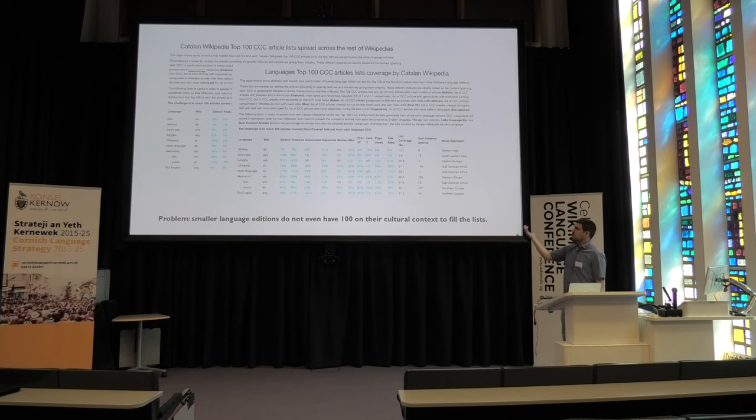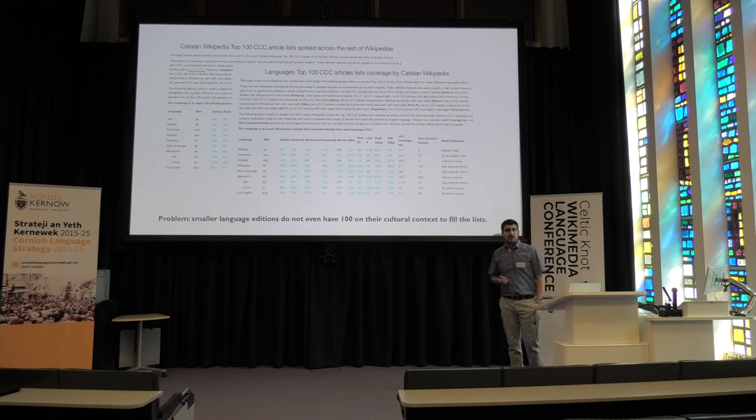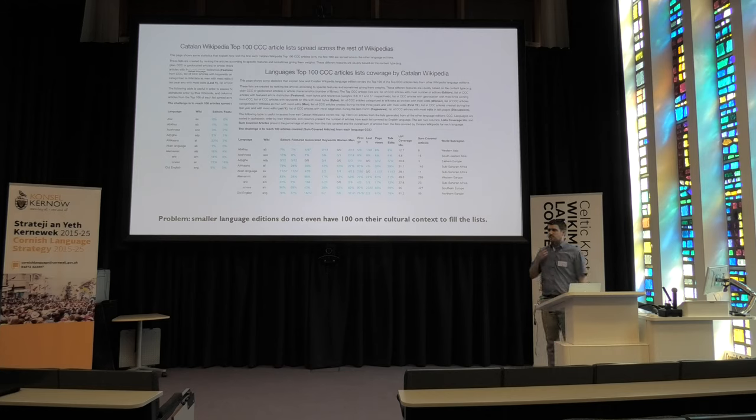By looking at these two simple panels, what I saw is that most of the languages do not even get to create 100 articles for each list. And this is something that is really bad. Because if we don't have 100 articles about men, 100 articles about geolocated articles, about our context, we have an urgent need to explain our context with our own perspective in our own language. And this is something to really work on.